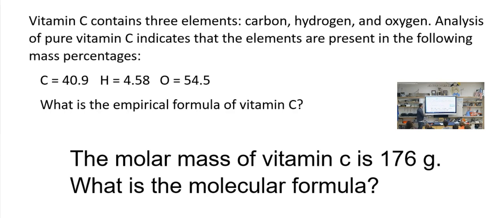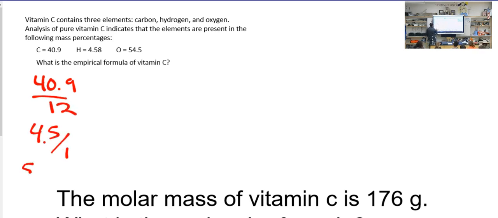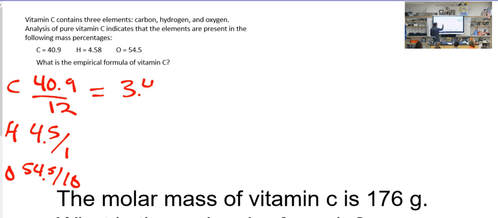All right, remind me this time for real to unpause it. Thank you. All right, so just as quick as I can, we took 40.9 and divided by 12, 4.58 divided by 1, 54.5 and divided by 16. What did we get for carbon? 3.41? Yes. That's ugly. Oh wait, we're not to that part yet. I'm sorry, 4.5. And what was this one?